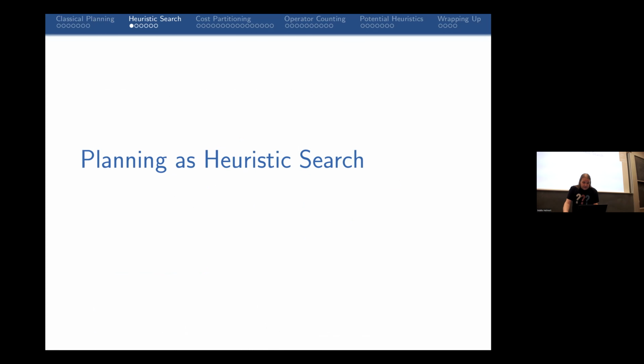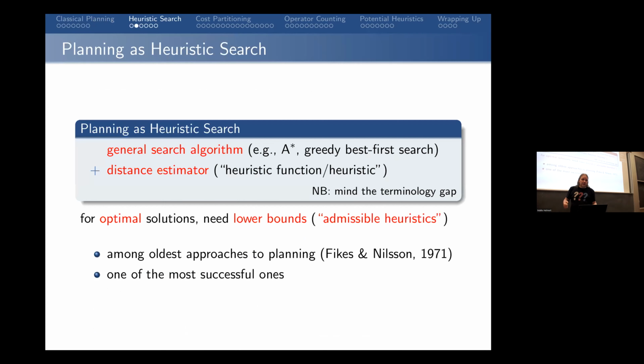But the most popular technique, there are essentially three main algorithmic paradigms for solving classical planning problems. And the most common one among those is called planning as heuristic search. It's based on using a general search algorithm. Most people would be familiar with something like A*. If not, it doesn't really matter for this talk.